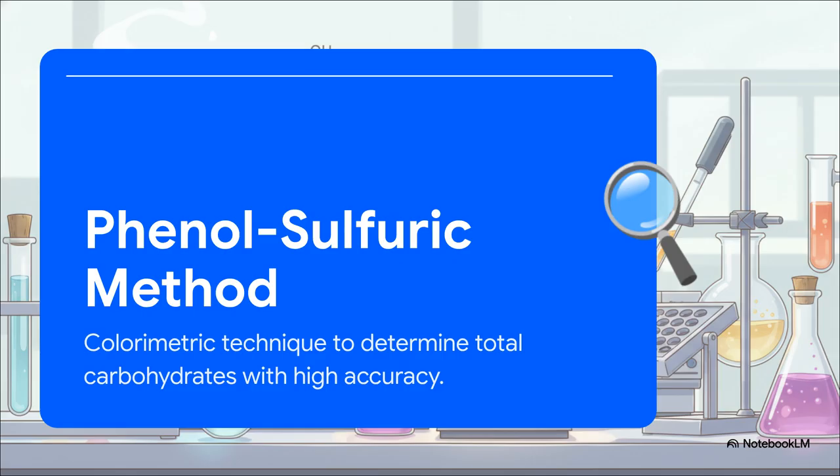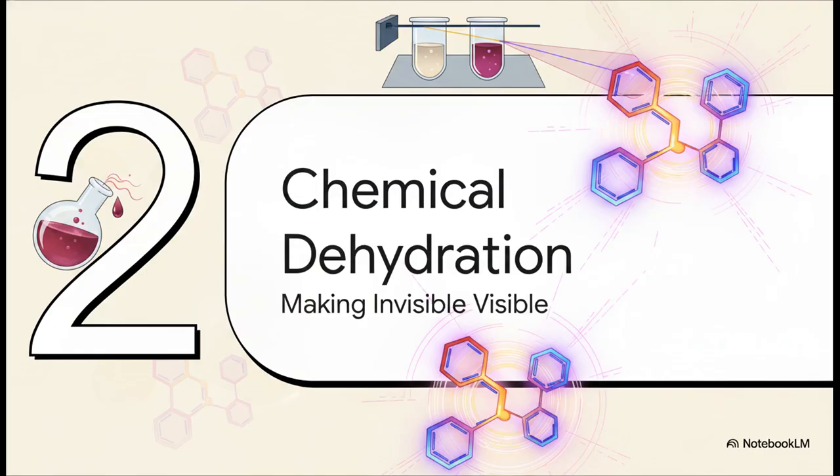It was first described way back in 1956, and we still use it everywhere because it detects virtually all classes of carbohydrates. We're talking everything from tiny monosaccharides right up to massive polysaccharides. And the best part? The color it produces is stable for hours. Plus, if your technique is solid, you're looking at an accuracy within plus or minus 2%. Pretty incredible, right?